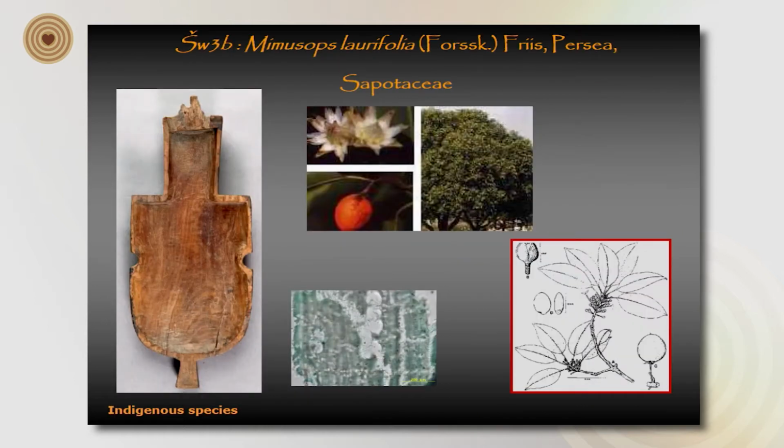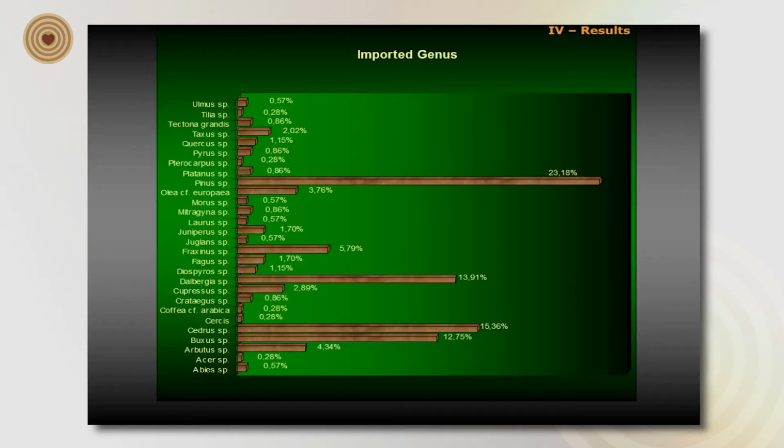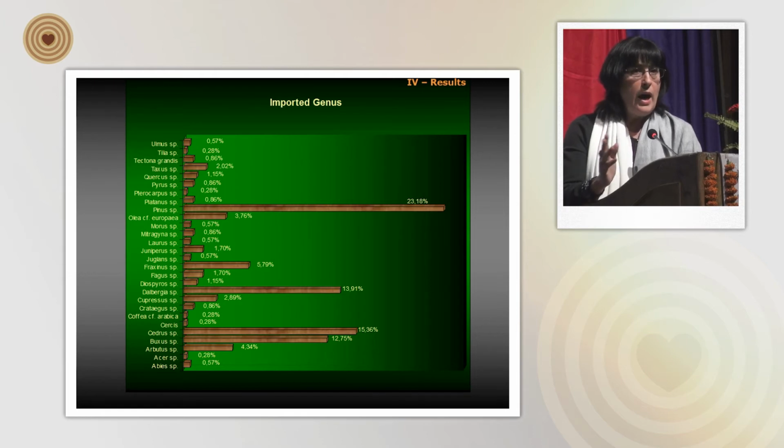And the last indigenous species I want to show you is one that doesn't exist anymore in Egypt. It was completely decimated by time with the introduction of other fruit species. And as I said, 50% of the wood Egypt was using in the objects is imported. But this is only valid from 3000 BC until the Islamic period.